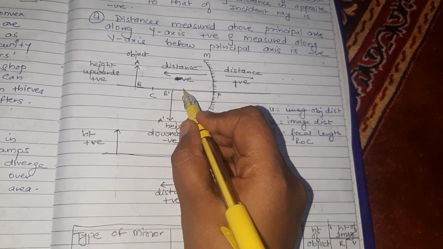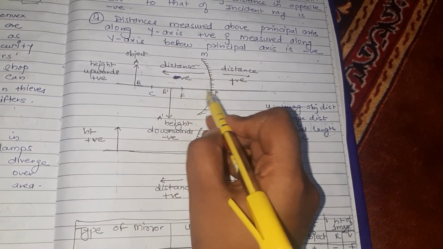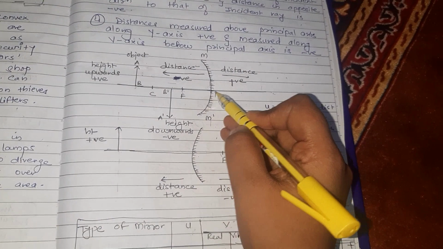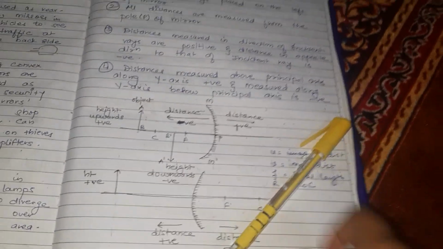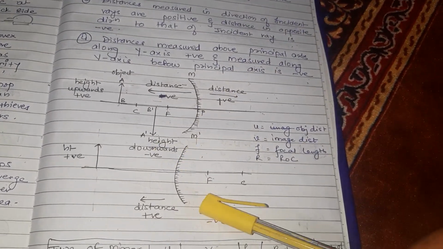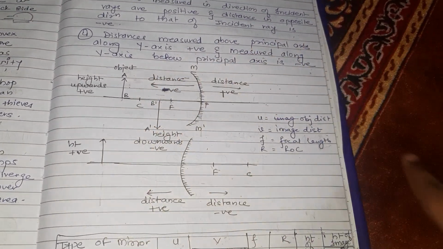Whereas if the object is placed between the focus and the pole, that is anywhere here, then the image of that object is always formed behind the mirror, and it is a virtual image. So for the concave mirror there are two types of images, virtual and real. And for the convex mirror there is only one type of image, that is virtual.